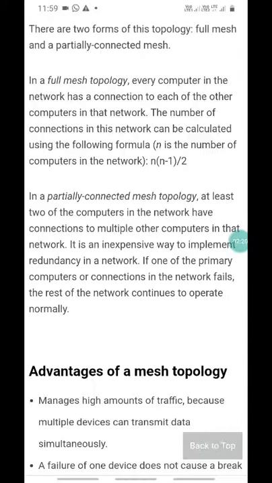In partially connected mesh topology, at least two of the computers in the network have a connection to multiple other computers in that network. It is an inexpensive way to implement redundancy in a network. If one of the primary computers or connections in the network fails, the rest of the network continues to operate normally. It means if one computer gets damaged, another computer will continue its work normally.